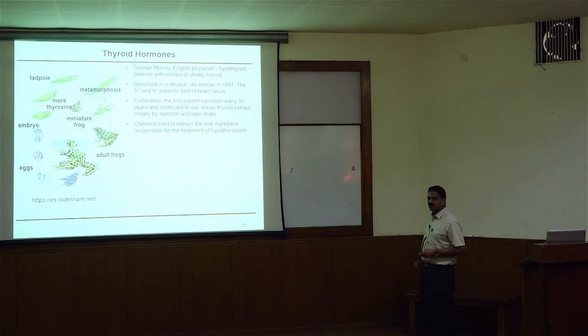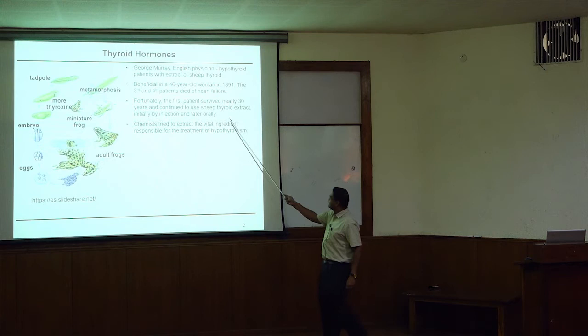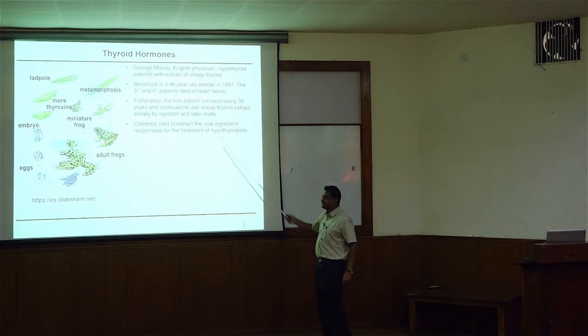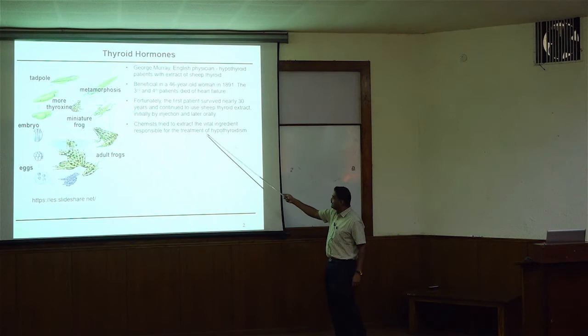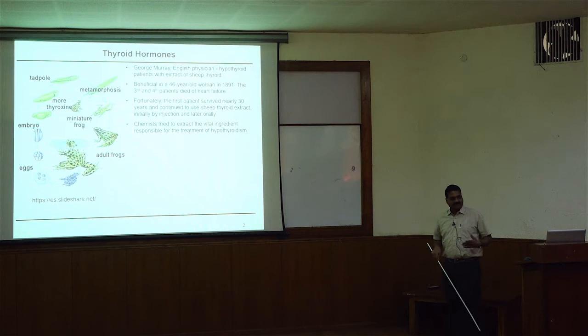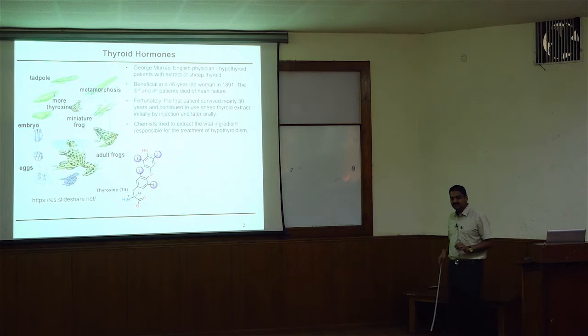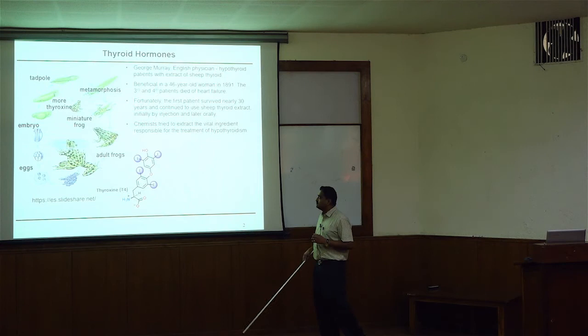But fortunately for him, the first patient survived nearly 30 years and continued to use sheep thyroid extract, initially by injection and later orally. This actually led to the development of the synthetic thyroxine which we are using now for hypothyroidism. Based on the success here, chemists tried to extract the vital ingredient. At that time they didn't know what was responsible for this. Later on it was identified that it is thyroxine, the hormone which is responsible for the conversion of tadpole to frog during metamorphosis.